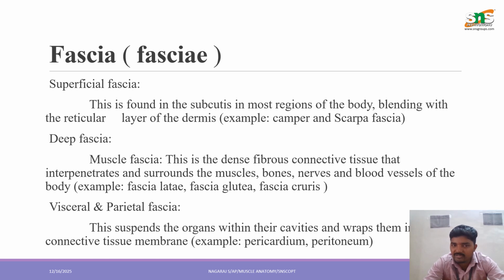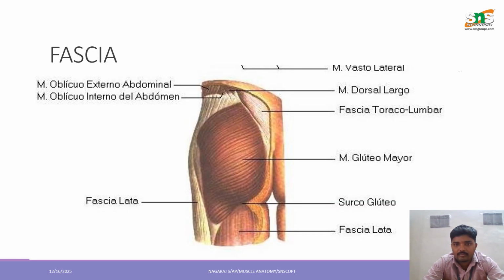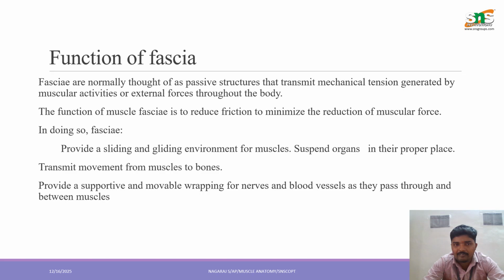Then deep fascia, the muscle fascia, is dense fibrous connective tissue that interpenetrates the surrounding muscles, bones, nerves and blood vessels of the body. Examples are fascia lata and fascia glutea. Then visceral and parietal fascia suspend the organs within the cavity, wrapped in a connective tissue membrane. Examples are the pericardium and peritoneum. This is a fascia-like structure.